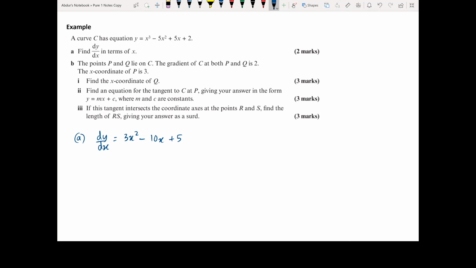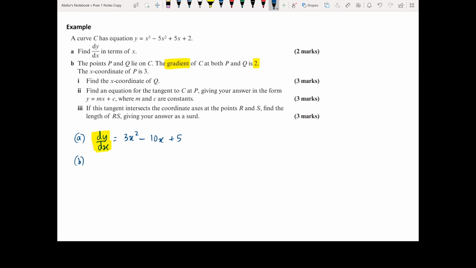That's part A. Part B then goes on to say, find the points P and Q. Well, it says the points P and Q lie on the curve. The gradient of C, i.e. the gradient of the curve at both P and Q, is 2. So we're given the gradient is 2. Now, since we have the gradient function, we can see the gradient is represented by dy by dx. And we know that this gradient is 2, so we're going to substitute that in here.